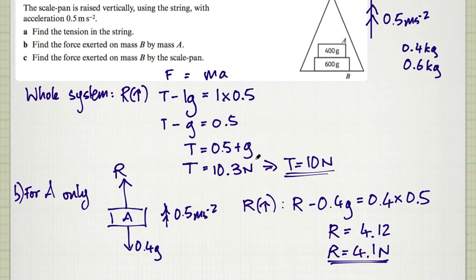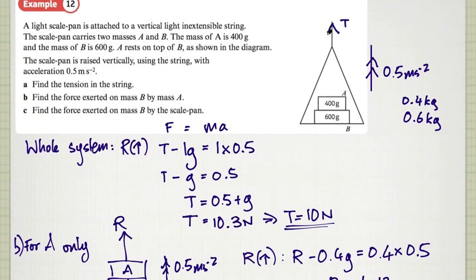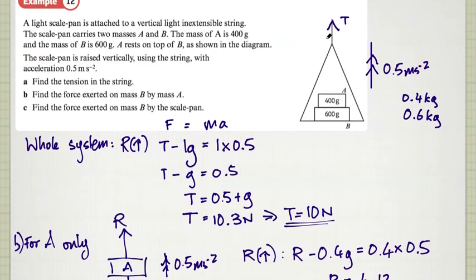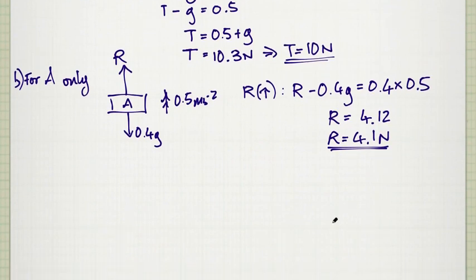And for part C, find the force exerted on mass B by the scale pan. So for this, we can see that A is sitting on B, so the force that's acting downwards on the scale pan, that's the only force that's acting on the scale pan other than the tension in the string. So for this, we're just going to consider the scale pan on its own. So here's the scale pan.